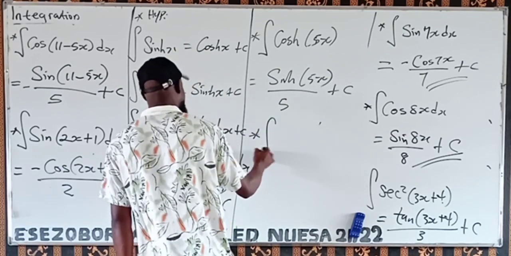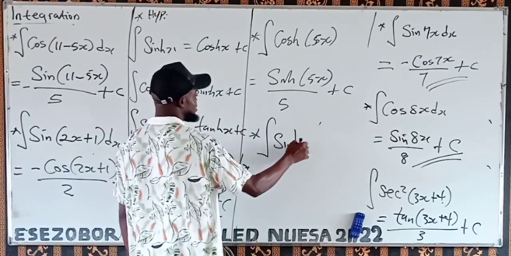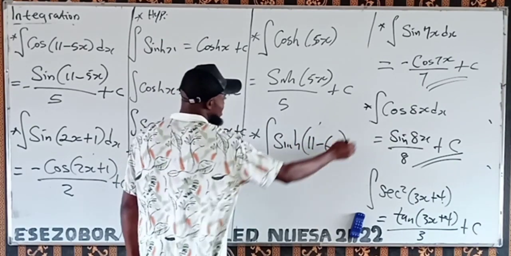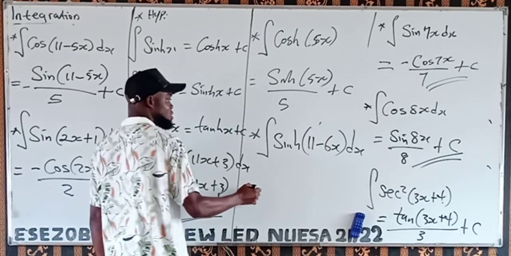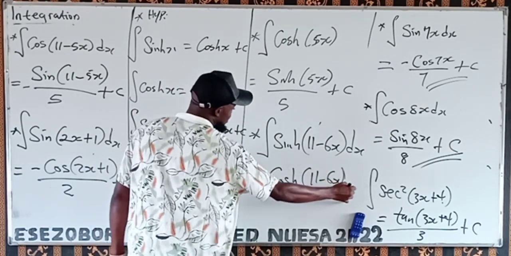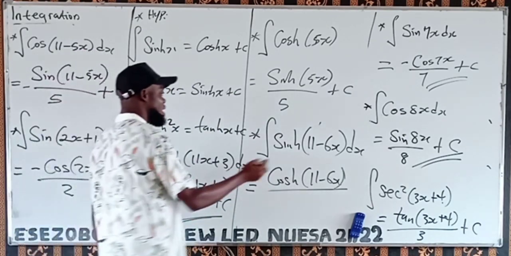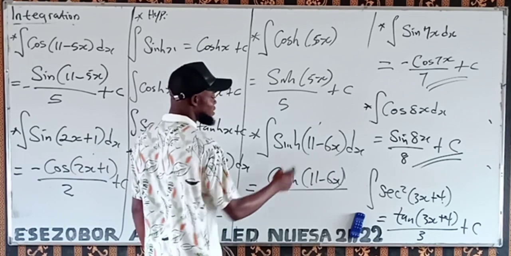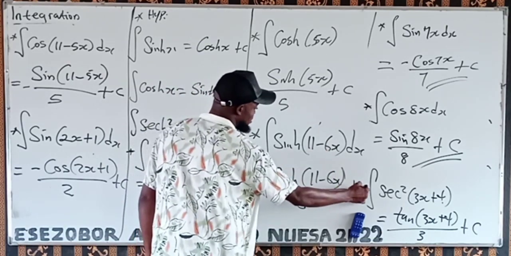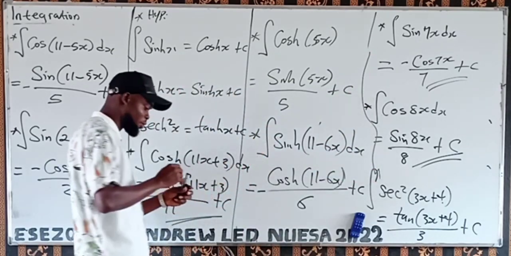The whole idea: if I say integrate sinh(11 minus 6x) dx, what will be the answer? That becomes cosh(11 minus 6x) over the derivative of 11 minus 6x, which is minus 6, plus c. That's what you are going to have. So this is how you do it for trig functions.